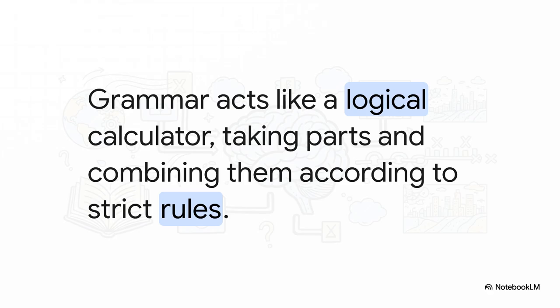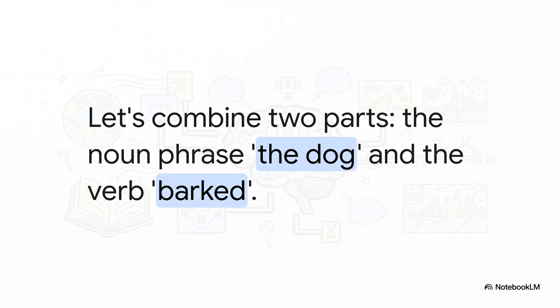2 plus 2 always equals 4. And in the same way, the dog plus barked always computes to a very specific logical meaning. So let's actually watch this calculator work. We have 2 parts: the noun phrase, the dog, and the verb, barked. Right now, they're just 2 separate ideas floating around. So how does our grammar combine them into a single, coherent thought?